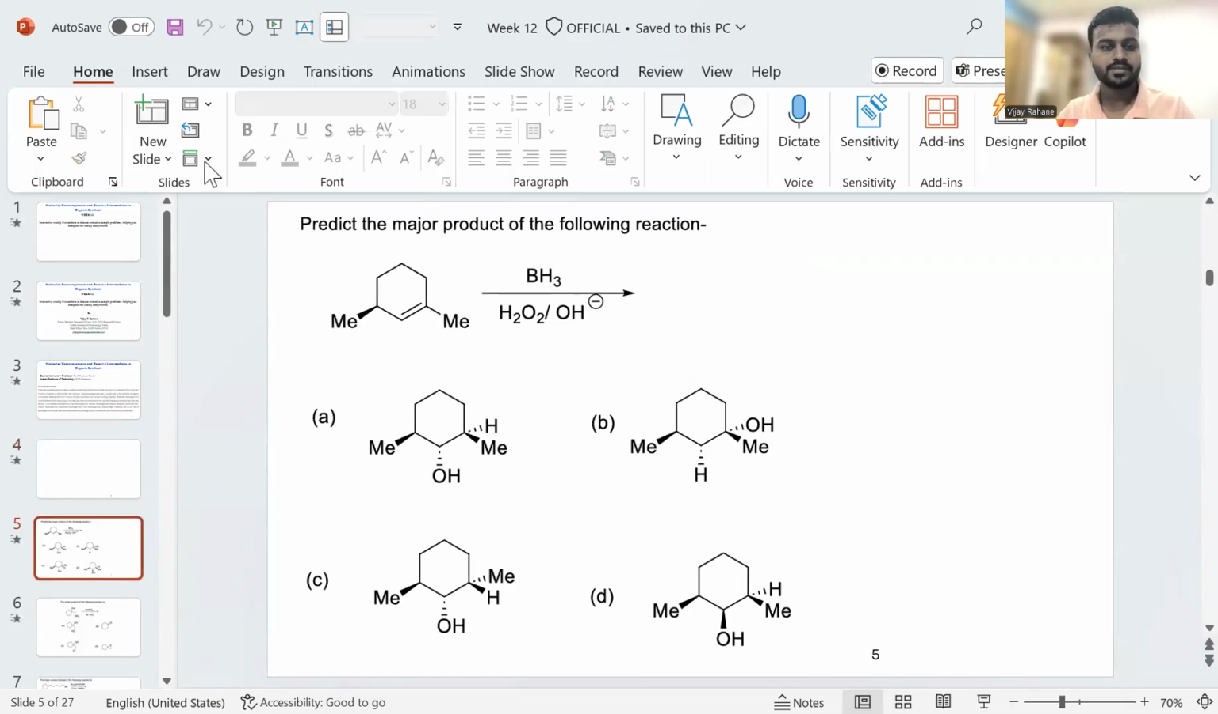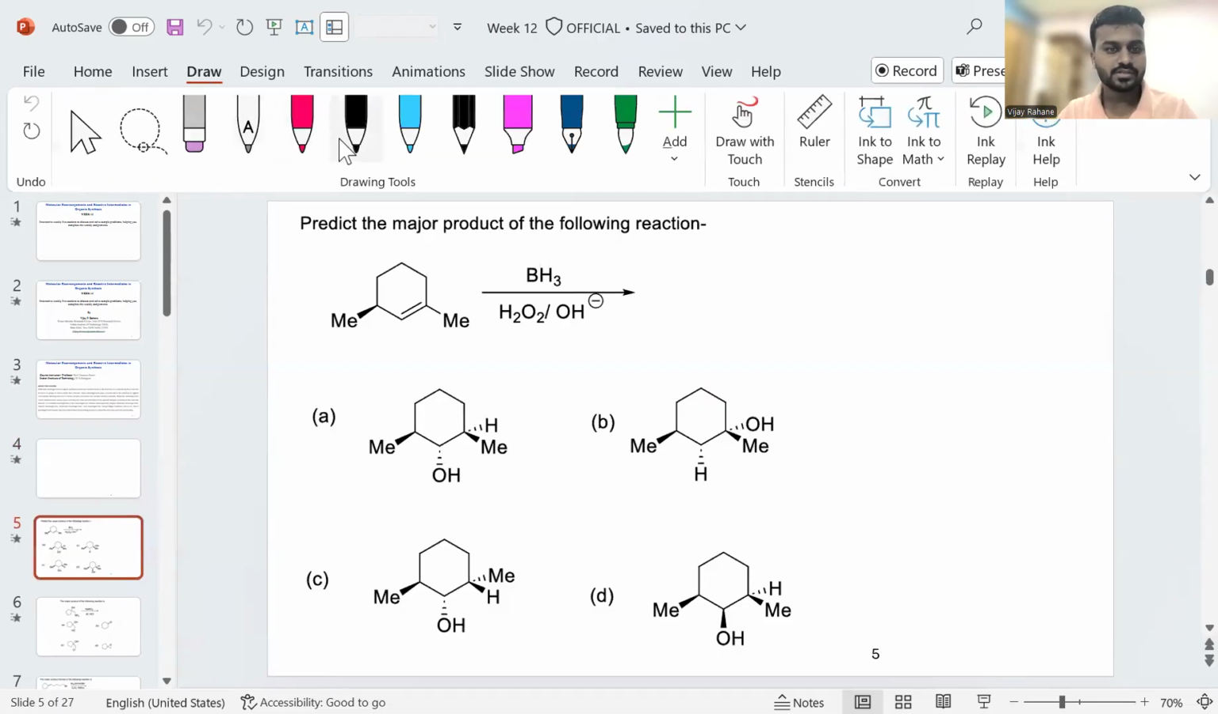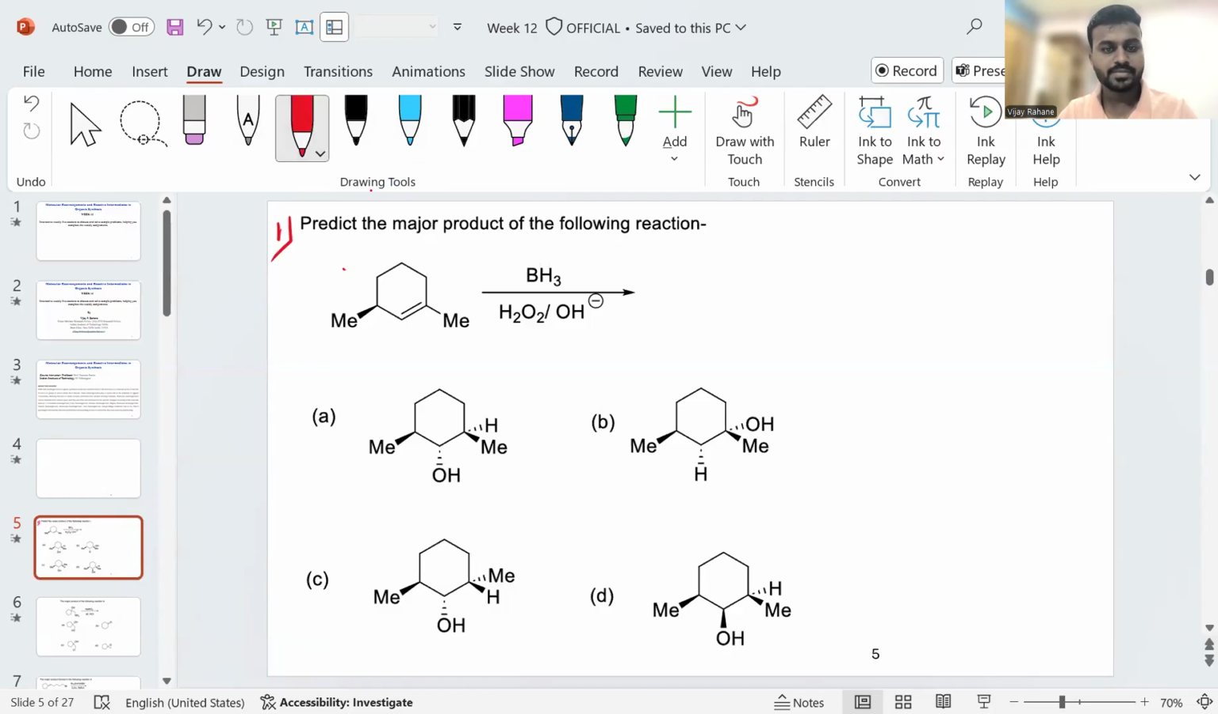Here is the first problem. If you look at the question: predict the major product formed in the following reaction. If you look at the starting material, this problem was already covered last week. This is the starting material which has a double bond, and the addition of BH3 in place of H2O2 and base. So what will be the product formed in this reaction? Does anyone have any answer for this one?